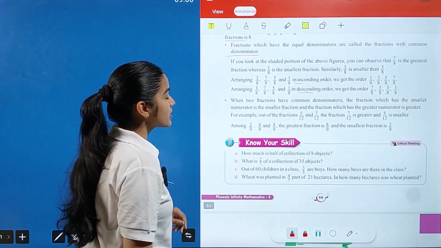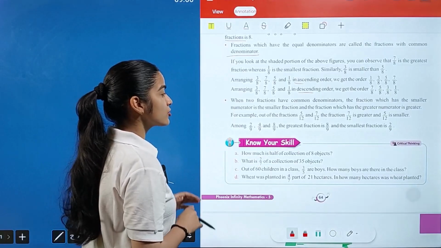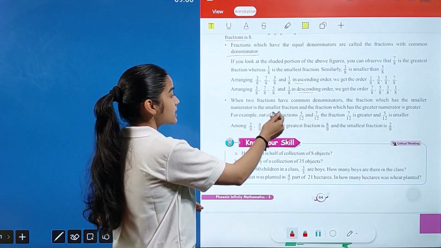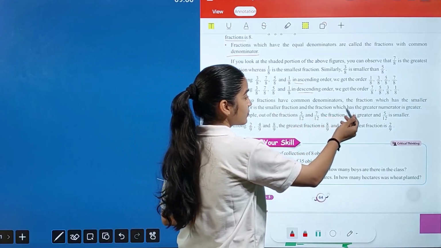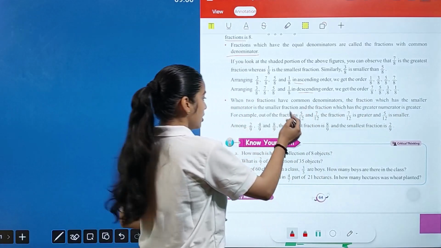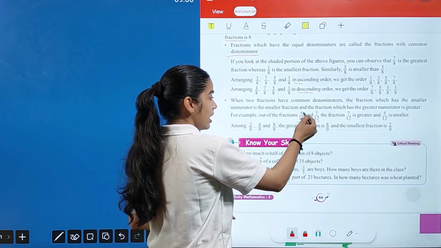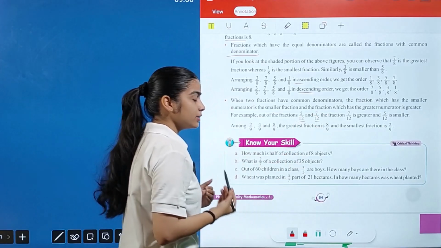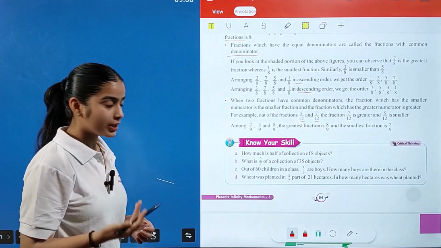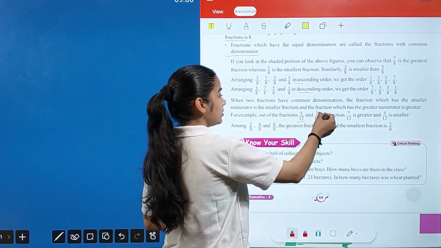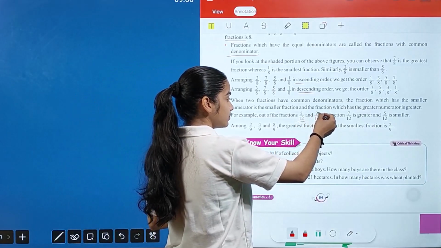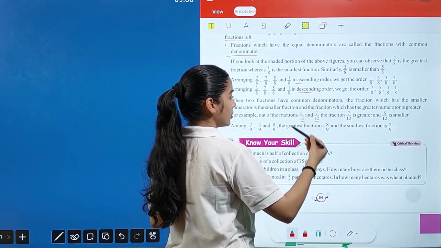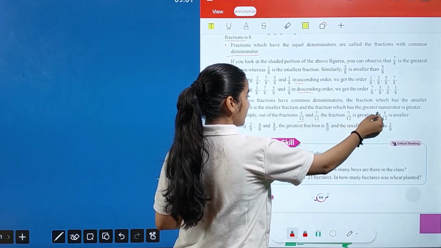When two fractions have common denominators, the fraction which has the smaller numerator is the smaller fraction and the fraction which has the greater numerator is greater. So we have the same denominator. Now it depends upon their numerators. The one with the greater numerator is the bigger number as compared to the smaller. So 7 by 12 is greater than 5 by 12.